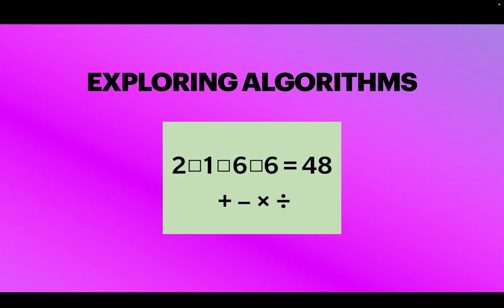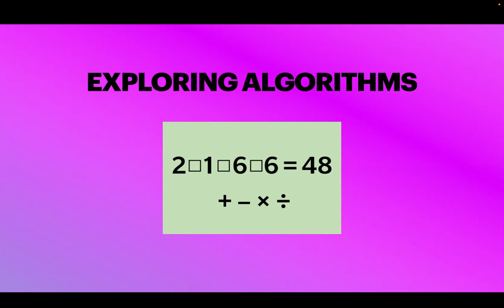And of course, sometimes we need to solve algorithms, and sometimes there's going to be more than one solution, as we're going to see in just a moment. But here's the first one. How do you take 2, 1, 6, 6 to get 48? There are many different ways to solve this one.